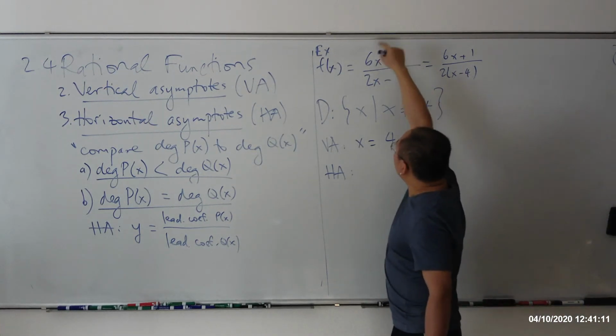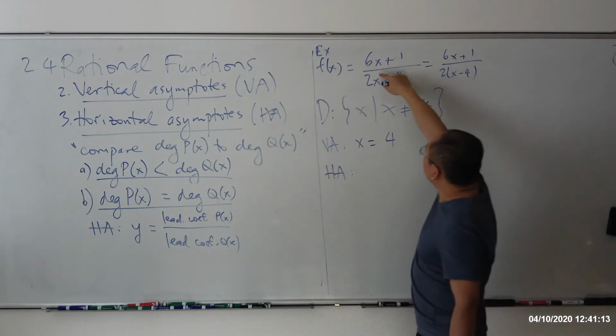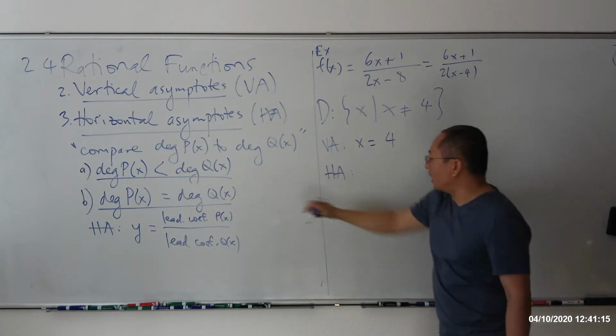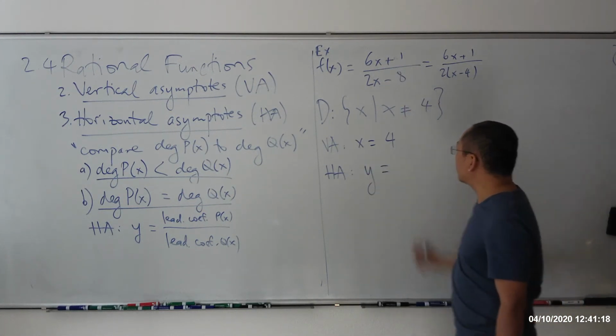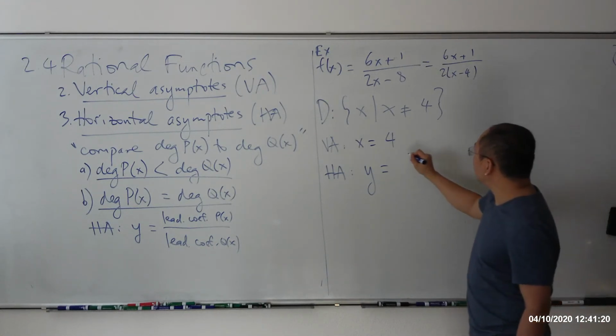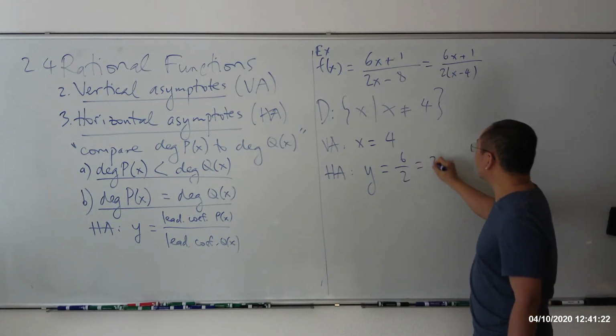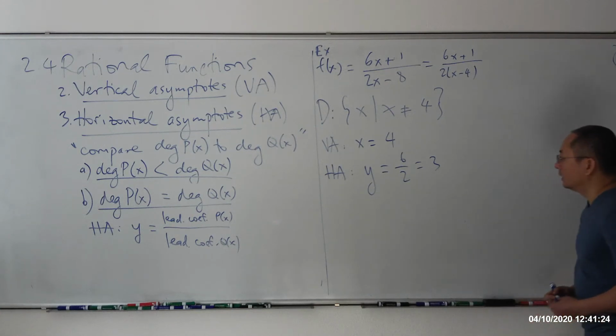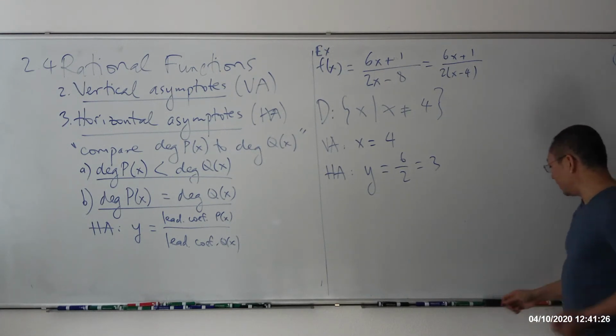And horizontal asymptote: the top is a polynomial of degree 1. The bottom is also a polynomial of degree 1. According to what I showed you right here, the horizontal asymptote will be y equal to 6 over 2, which is equal to 3. Alright? And now let's talk about the graph of the function.